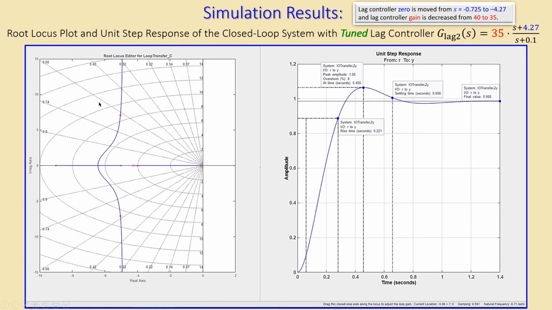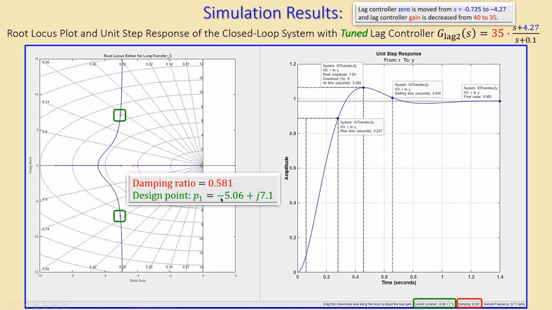If I have this, I can see that the design point should change a lot in this case. The assumed dominant closed-loop poles are these two, and the location is approximately -5.1 plus j7.1, and the damping ratio is 0.581. So these are a little bit different than what we had before. We initially had 0.63 here, and then it was -7 plus j8.7. So you can see that there is a remarkable change in our design and also in our damping ratio.